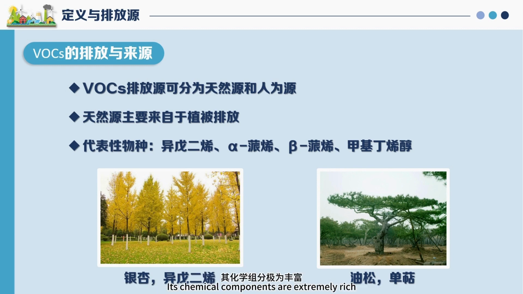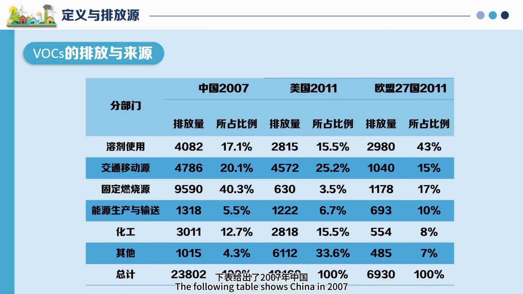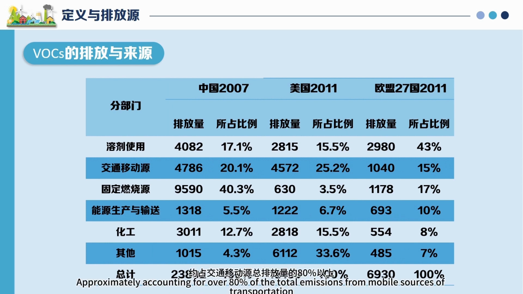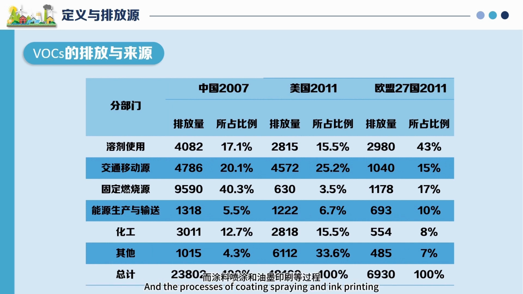Its chemical components are extremely rich. The following table shows the main anthropogenic emission sources of VOCs and their emission estimates for China in 2007 and for the United States and the 27 European Union countries in 2011. From the table, it can be seen that transportation and solvent use are common sources of focus, about half of the total emissions. Among them, road motor vehicle emissions account for over 80% of the total emissions from mobile sources of transportation, and the processes of coating spraying and ink printing are also an important source, approximately 50% of the total emissions from solvent use.